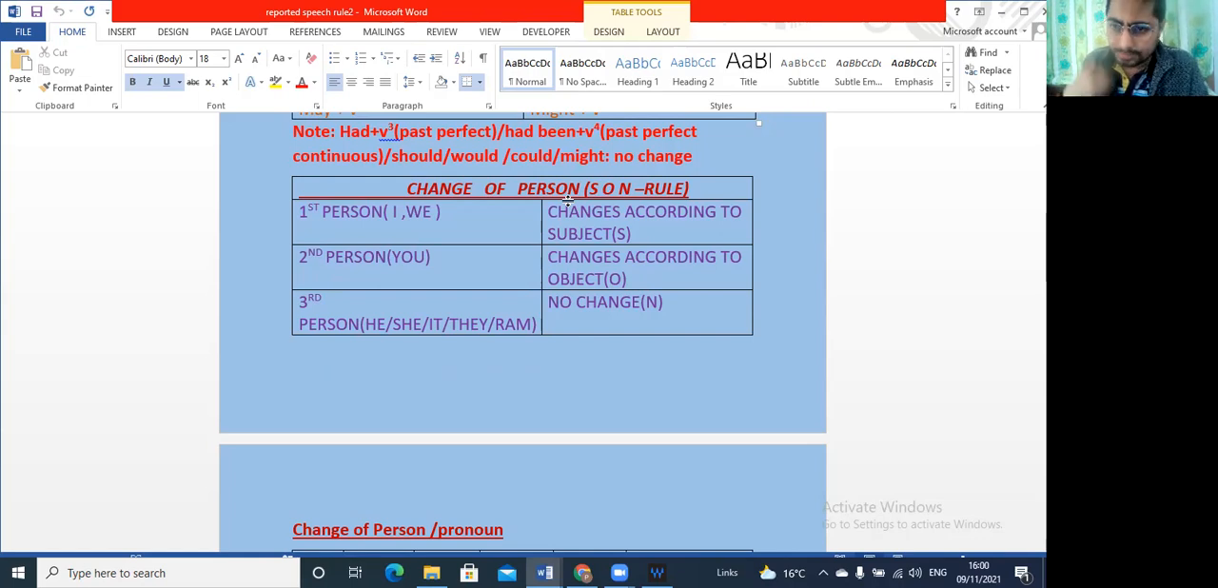Third person here means he, she, it, they, Jack, Jill, Harry, etc. These third persons are never changed. No change in third person. That's why N is the first letter of no change, and that's why N is noted over here.